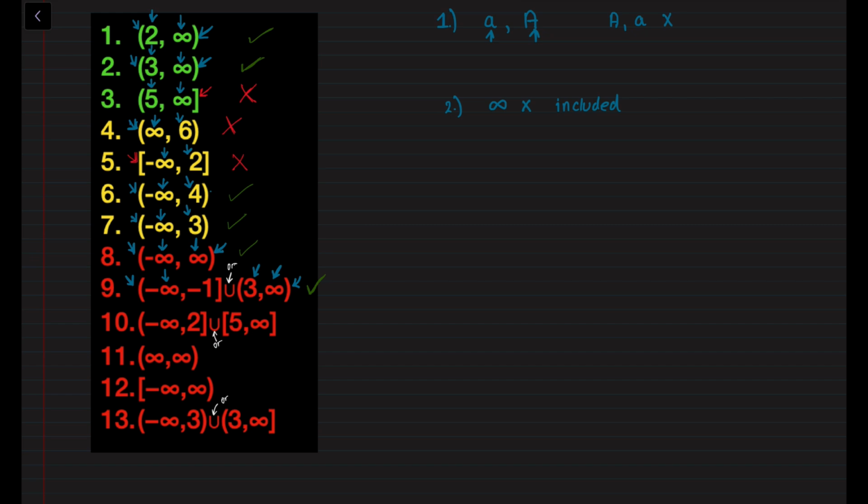For our next interval, we have negative infinity, it's excluded, we have 2, which is fine, we have 5, and we have positive infinity, but it's included. So that is incorrect.